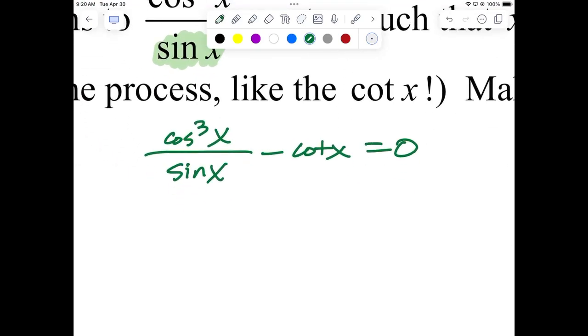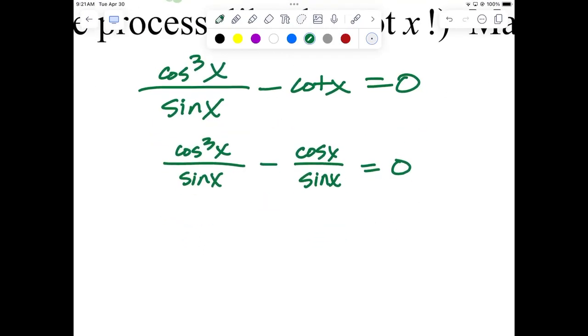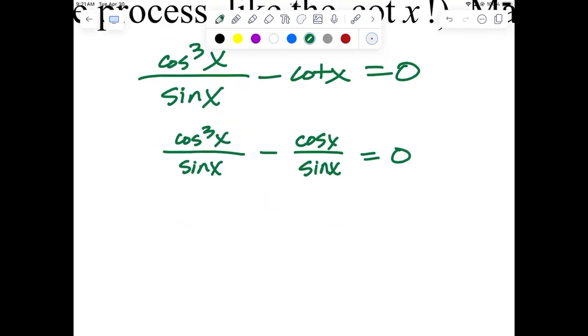I'm stuck already. I can do the same strategy here that I did on my simplifying. I can put everything in terms of what? Cosine and sine. So this one's already cosine over sine, so that one's good. But what's another name for cotangent? Cosine over sine. That's already looking prettier because now I can combine them and put it all over sine of x. So I get cosine cubed of x minus cosine of x.